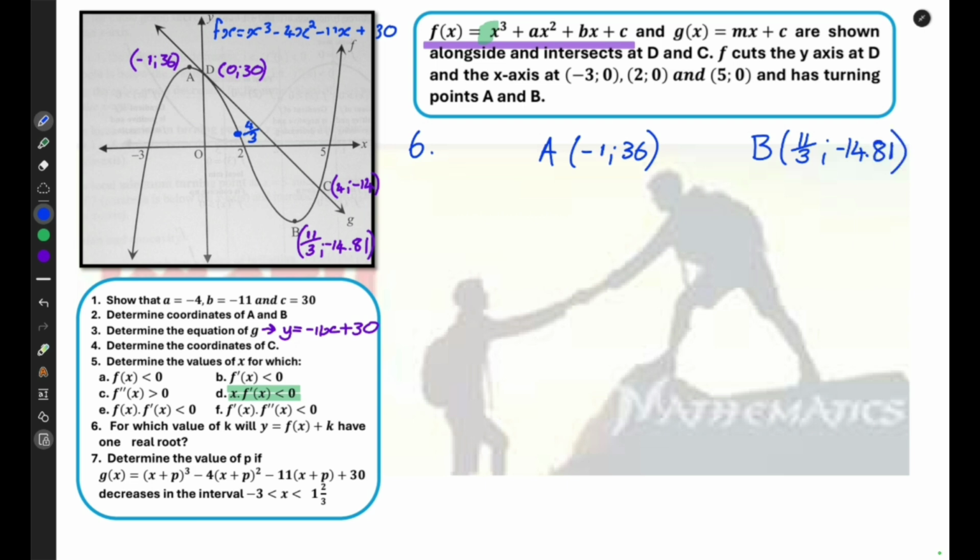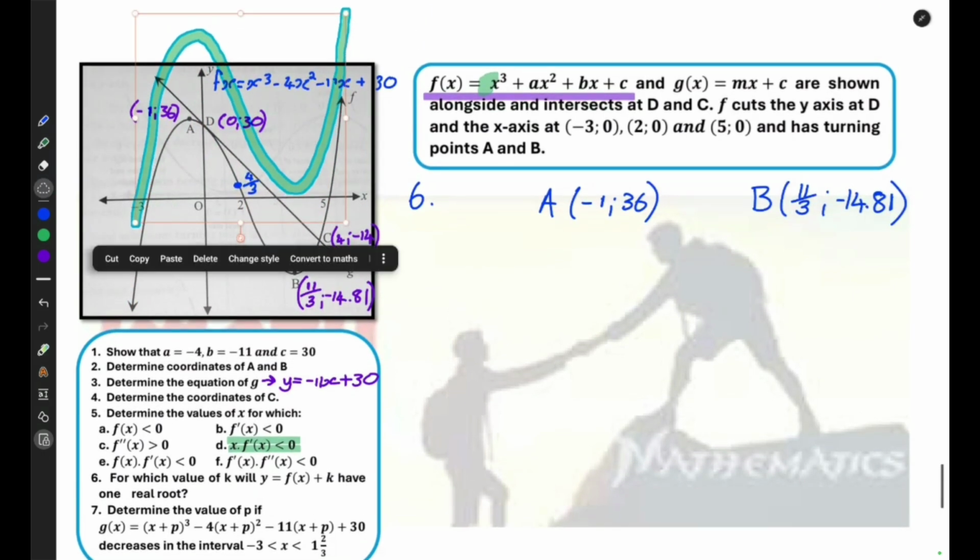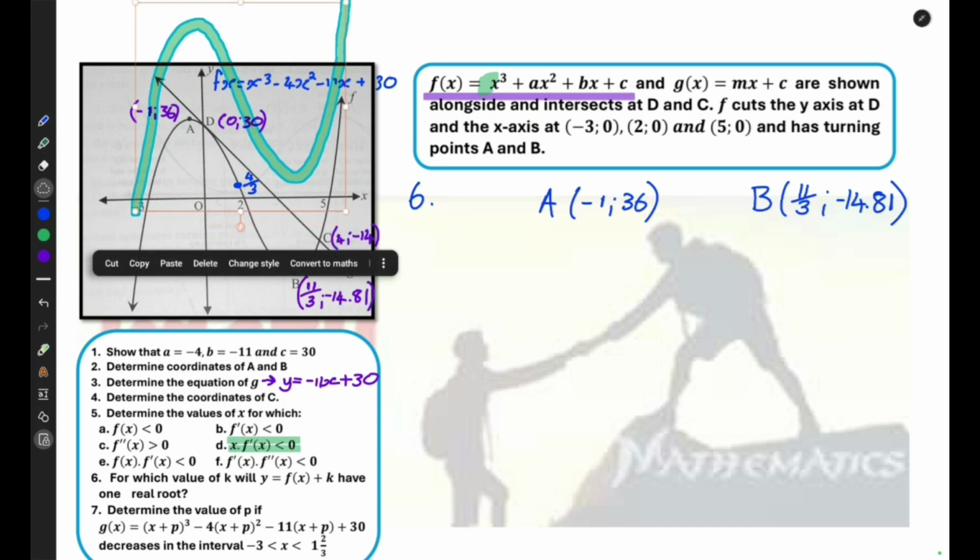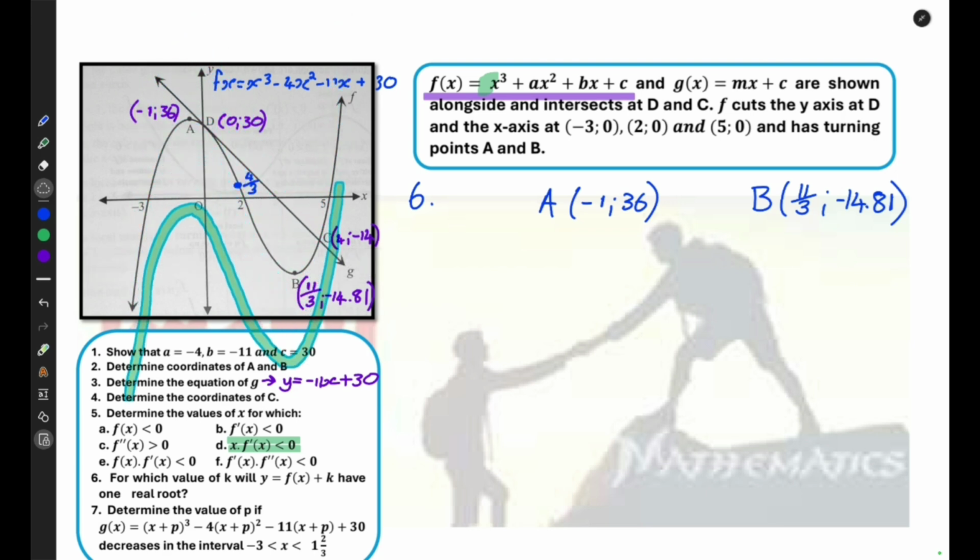So for this to have one real root, I want to move this graph up or down past the turning point. So let me just try and make my best version of this graph. Okay, didn't go too bad. Okay, so if I move this graph up more than 14.81, then it will only have one x-intercept, one root. Okay, so I know that's one of my answers. I want k to be bigger than 14.81, or the other variation, I want k to be less than 36. So if this graph moves 36 down, then it only has one root. And that will be my two answers.